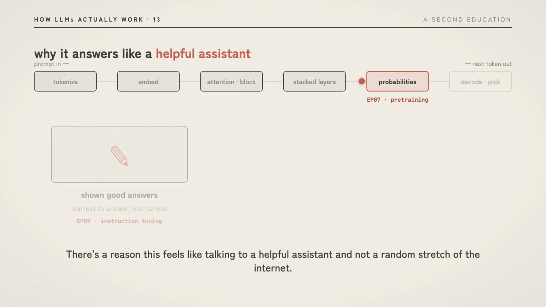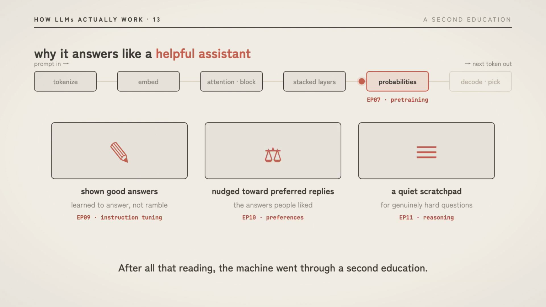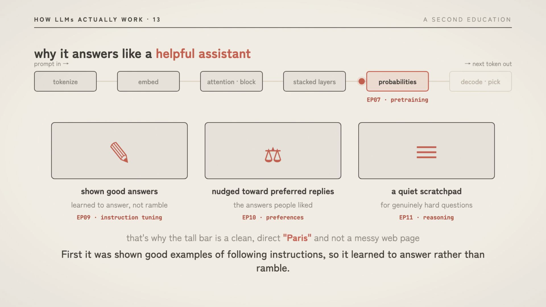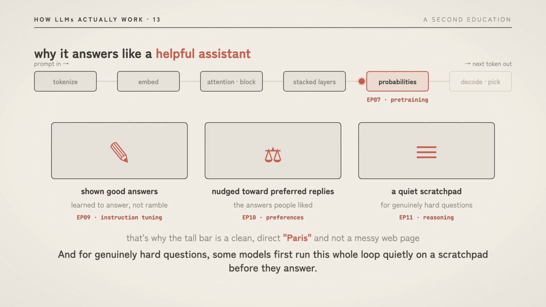There's a reason this feels like talking to a helpful assistant and not a random stretch of the internet. After all that reading, the machine went through a second education. First, it was shown good examples of following instructions, so it learned to answer rather than ramble. Then it was nudged toward the replies that people actually preferred. That's why the tall bar here is a clean, direct Paris instead of a messy web page. And for genuinely hard questions, some models first run this whole loop quietly on a scratch pad before they answer. Our prompt is easy, so it skips that, but the machinery would be exactly the one we've been tracing.